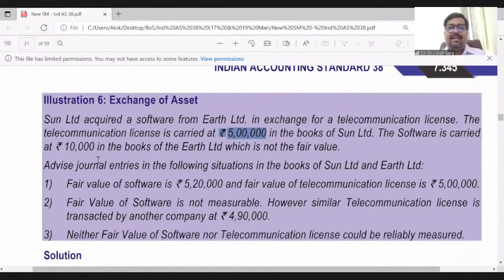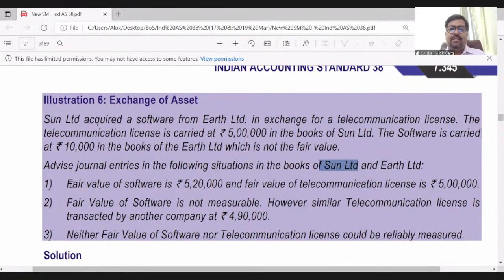The software is carried at 10,000 in the books of Earth Limited, which is not the fair value. So I'm least concerned about the values in the books of Earth Limited. I'm only talking about Sun Limited as of now, right? Advise journal entries in the following situation in the books of Sun Limited and Earth Limited. So let's only talk about Sun Limited here.